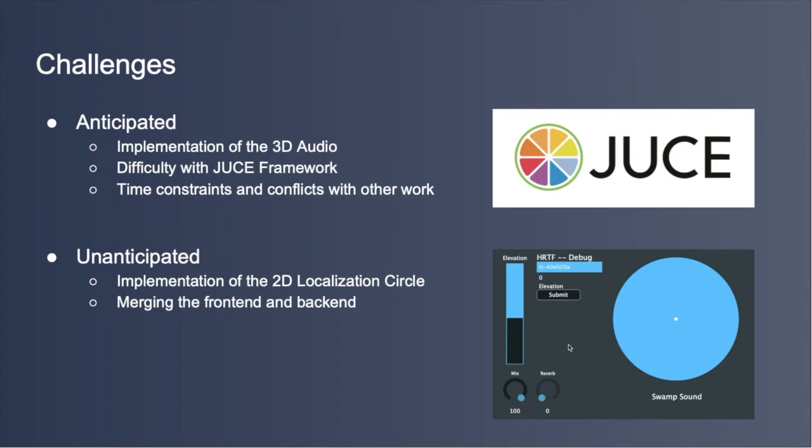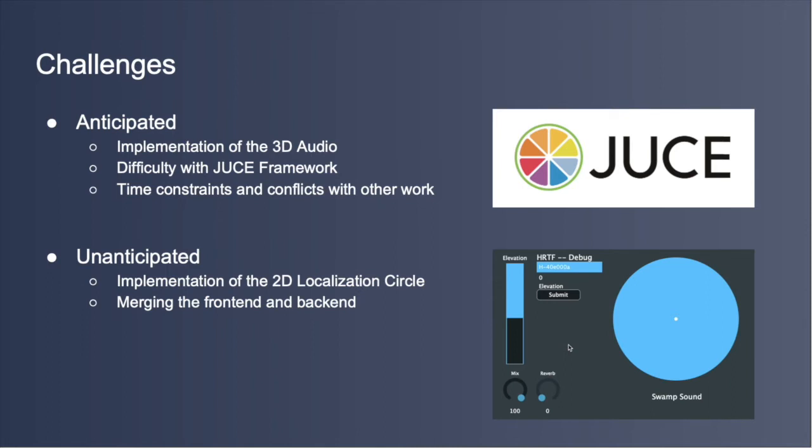We ended up solving this challenge through the Juice convolution class, which takes in HRTFs and applies them to audio input. Another anticipated challenge we had was the time constraint of the project and the busyness of all of our lives with other classes and work this semester. For unanticipated challenges, we ran into 2 major ones. The first has to do with the 2D localization circle you can see taking up the right side of our plugin's UI, or on the right side of the screen.